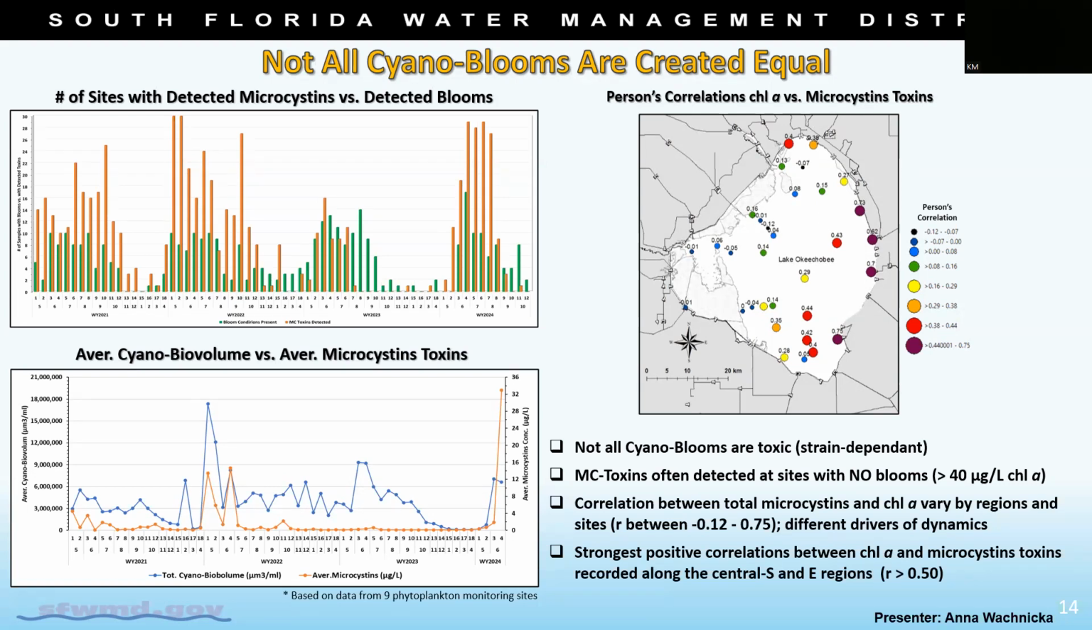Oh, and this is also the biovolumes of cyanobacteria versus toxins. You can clearly see that high concentrations of cyanobacteria will not necessarily mean that we'll also have high concentrations of toxins. The 2022 water year, or 2023 water year, was the year where we had lots of cyanobacteria, but we didn't have toxins.